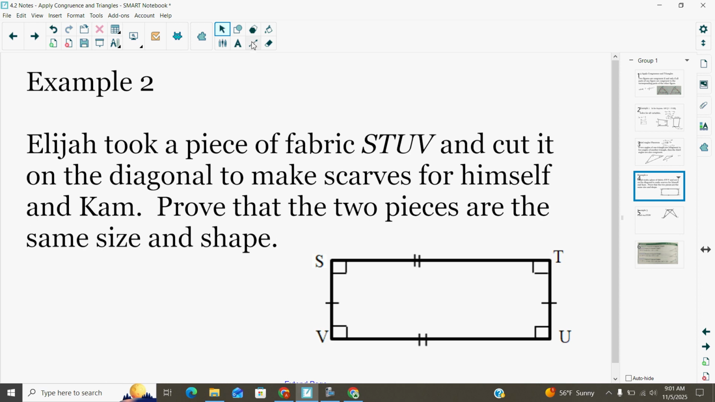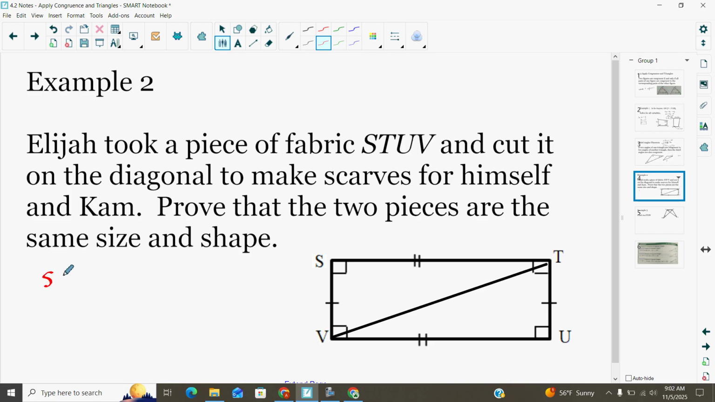It says that he cut it on the diagonal. It doesn't tell us which diagonal, but Elijah cut it right here to make some scarves for himself and Cam. We are asked to prove that those two pieces are exactly the same shape and the same size. To prove that those things are congruent, we need to show that all of the parts are congruent.